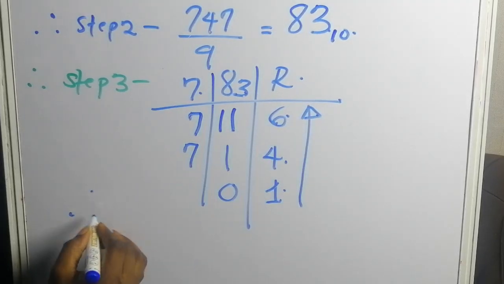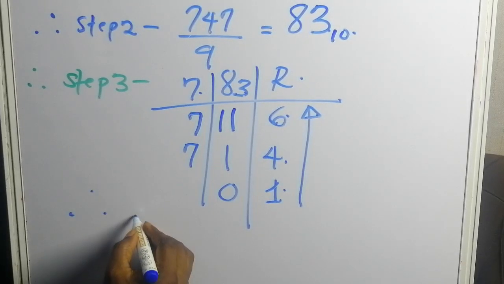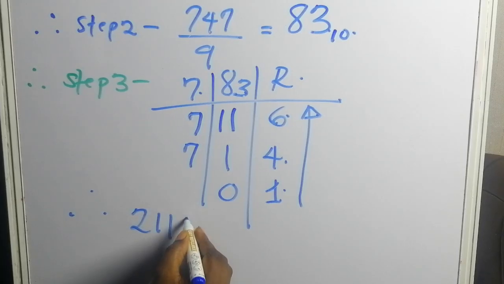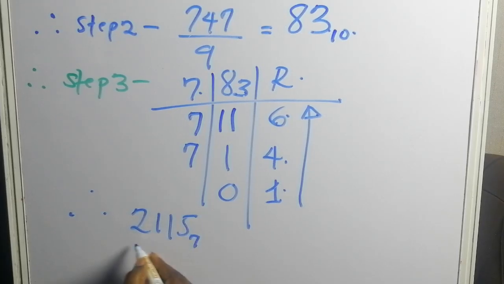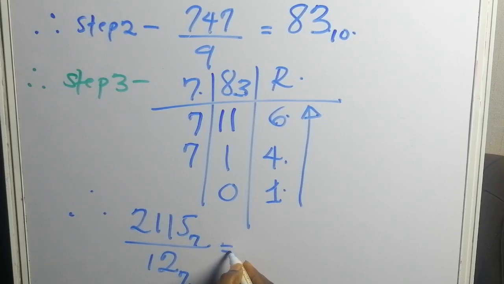Therefore, 747 in base 9 is equal to 146 in base 7. Don't forget, I've told you, you can write this in form of words or in form of figure. But the question says we should write it in form of figure. So it's as simple as that.